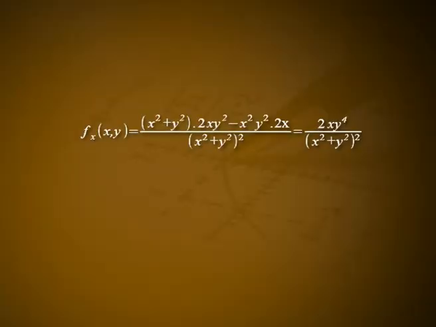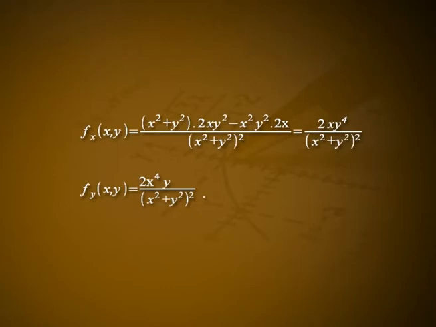Also, for (x, y) not equal to (0, 0), f_x at (x, y) is equal to [(x square plus y square) into 2x y square minus x square y square into 2x] all divided by (x square plus y square) the whole square, which is equal to 2x y raised to 4 divided by (x square plus y square) the whole square.